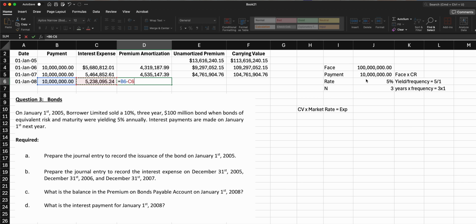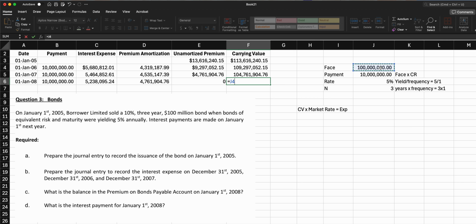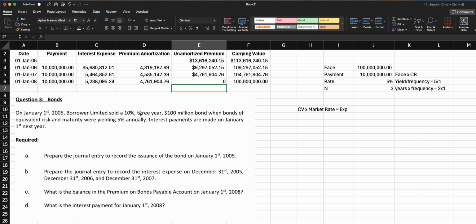This minus this for the amortization. And look, it's exactly perfect, right? The amortization now will be 0. And your carrying value will be 100 million. And that's what you want. At maturity, this is the maturity because it was a 3-year bond, the carrying value should equal the face value. That's how you know you've done it right.